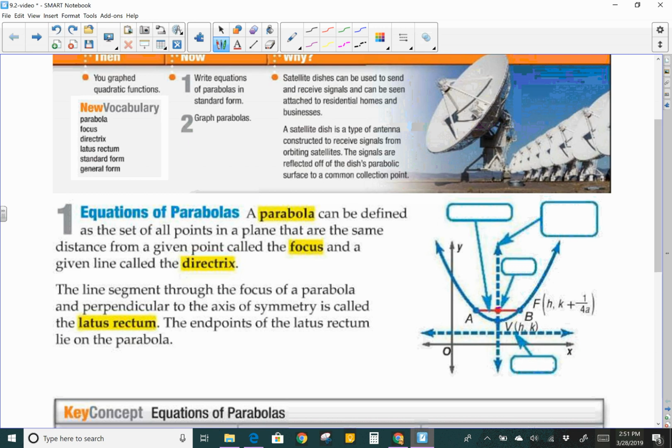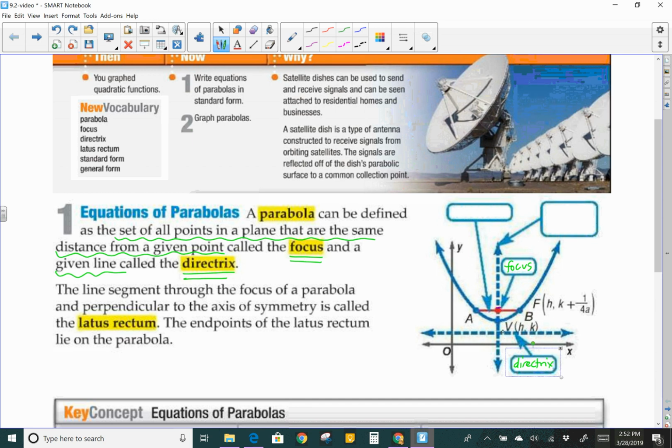A parabola can be defined as the set of all points in a plane that are the same distance from a given point, called the focus, and a given line, called the directrix. So if you look over here at my picture, here is my parabola. This point right here in the center is called your focus. This line down here, this dotted line, is your directrix.